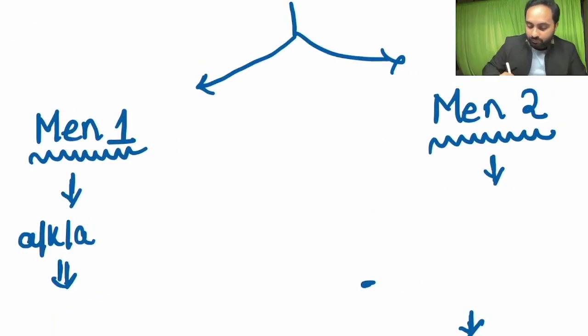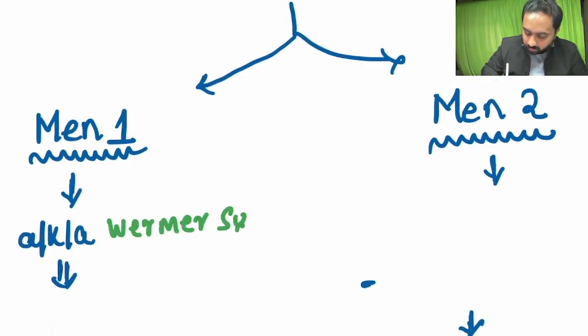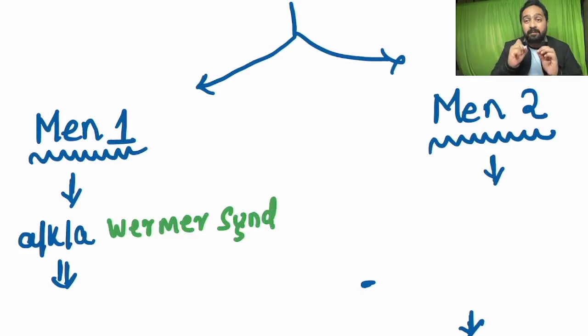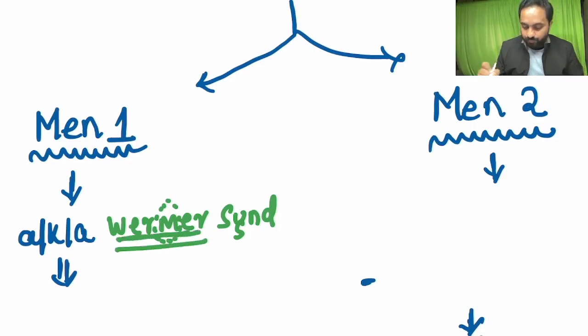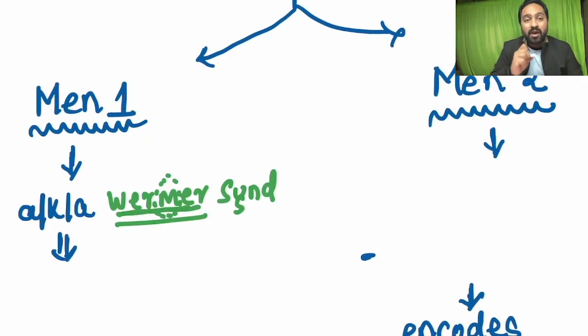MEN 1 syndrome is also known as Wermer syndrome. Please pay specific emphasis on the letter M, as there is another syndrome called Werner syndrome, spelled WERNER, which is a syndrome involving rapid aging. However, MEN 1 is Wermer syndrome. Right. So what happens in MEN 1 syndrome?